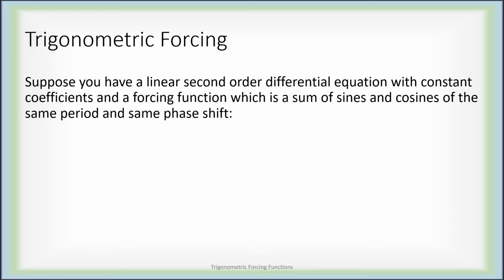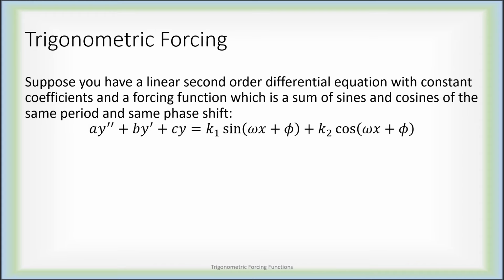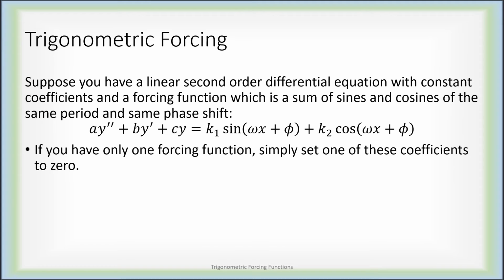We have a linear second-order differential equation with constant coefficients, and the forcing function is going to be some sort of combination of sines and cosines that have the same period and the same phase shift. So we have a second-order linear differential equation with constant coefficients on the left, and our forcing function on the right are sines and cosines with the same period and the same phase shift. Now, if we only have one of these, for example, we only have a sine or we only have a cosine, that's not a big problem.